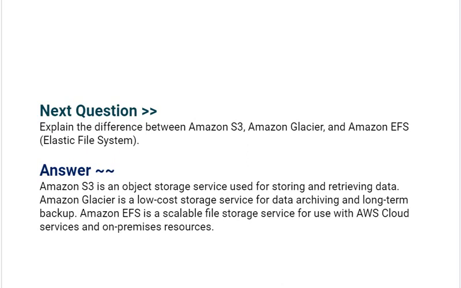Our next interview question is: explain the difference between Amazon S3, Amazon Glacier, and Amazon EFS, that is Elastic File System. Your answer should be: Amazon S3 is an object storage service used for storing and retrieving data. Amazon Glacier is a low-cost storage service for data archiving and long-term backup. Amazon EFS is a scalable file storage service for use with AWS cloud services and on-premises resources.